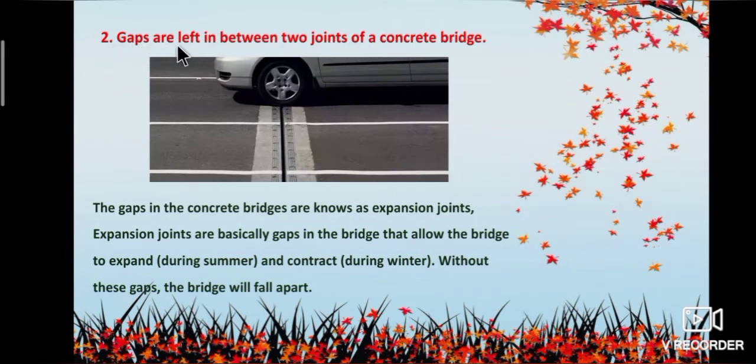Second question, gaps are left in between two joints of a concrete bridge. Why? Tell me. Let's see the answer. The gaps in the concrete bridges are known as expansion joints. Expansion joints are basically gaps in the bridge that allow the bridge to expand during summer and contract during winter. Without these gaps, the bridge will fall apart.